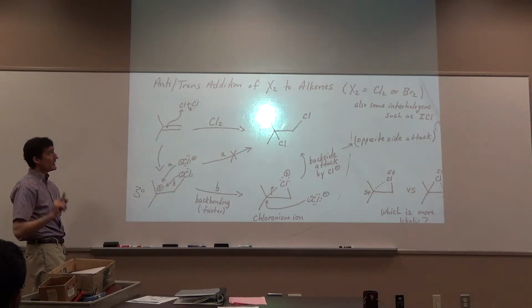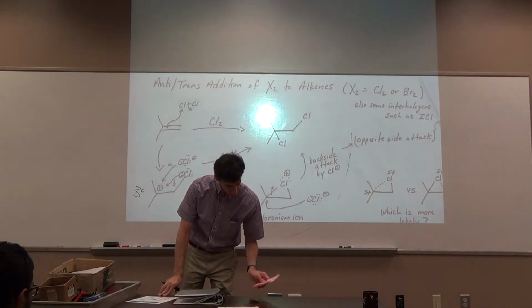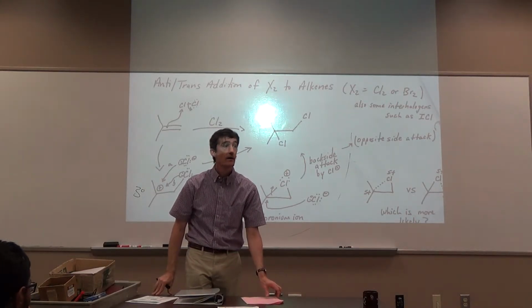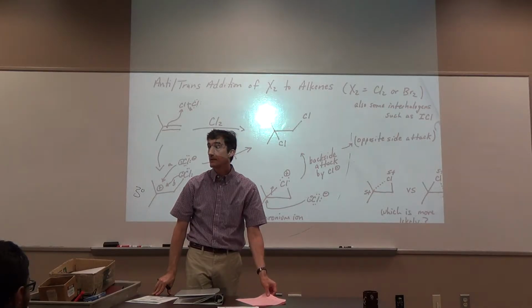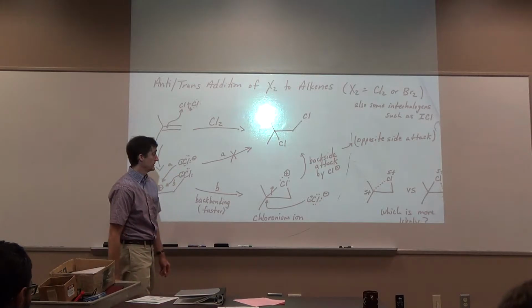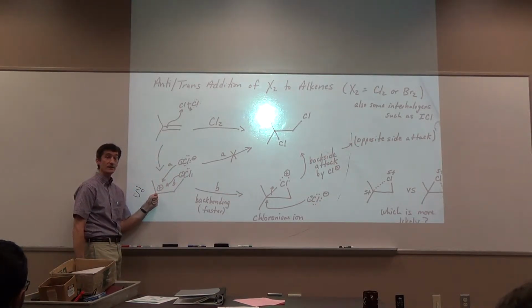Okay, here's the problem though. I thought we were under B, and what does B say? These are additions without a carbocation intermediate. What is that? It's a carbocation intermediate, so what gives? Well, guess what? This is not actually formed.